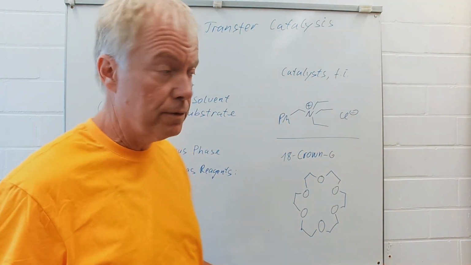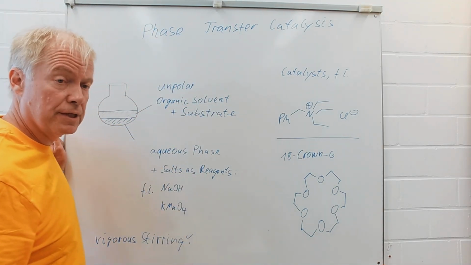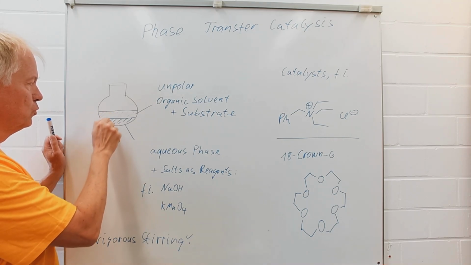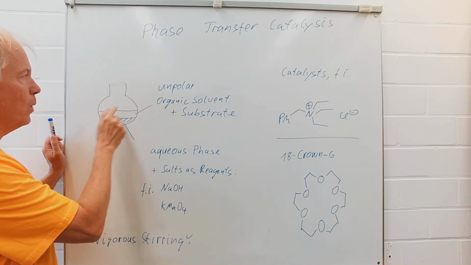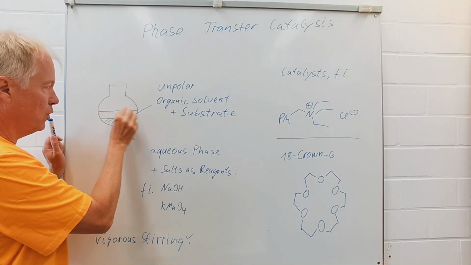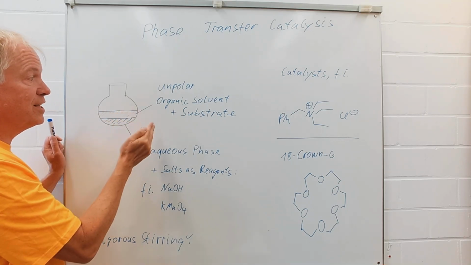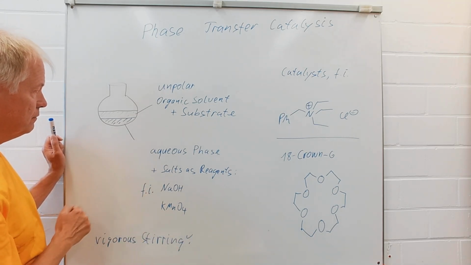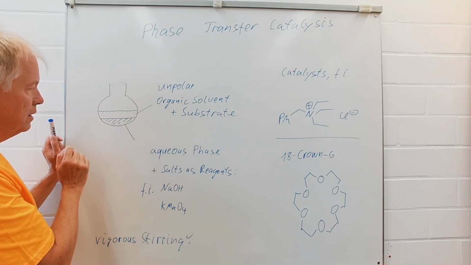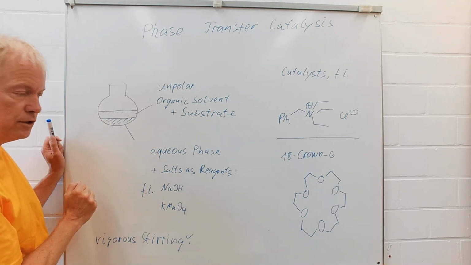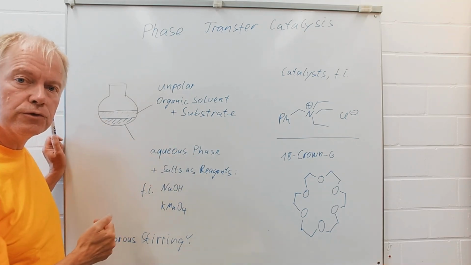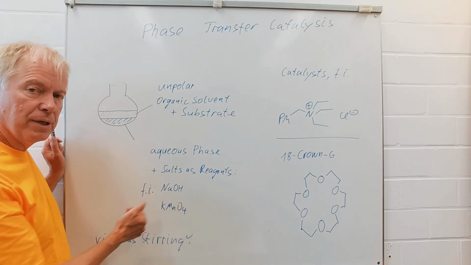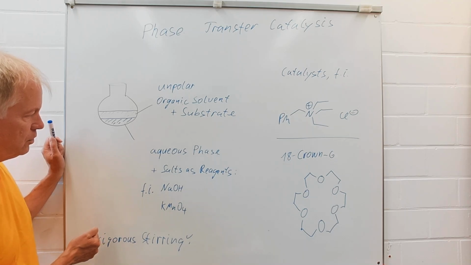In today's tutorial we will have a look at phase transfer catalysis. Imagine we have a reaction flask with two liquid phases, one unpolar organic solvent here on top containing the substrate we want to make an organic reaction with, and then here we have an aqueous phase containing salts as reagents, for instance sodium hydroxide as a base or potassium permanganate as an oxidizing agent.